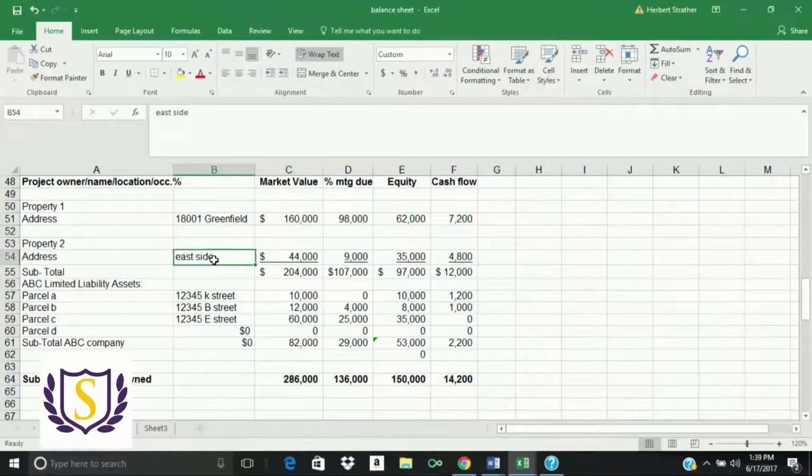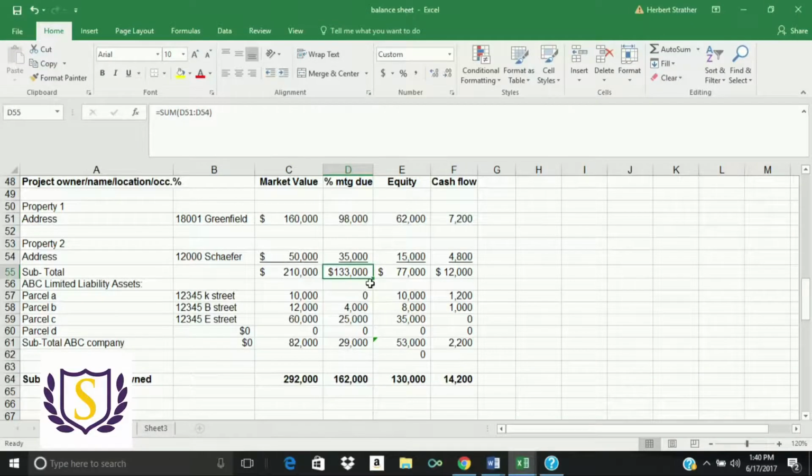So property 2, let's say, is on Schaefer. 12,000 Schaefer. I hope that's not an address. And then say the market value is 50,000. Say it's a duplex, and that you have a mortgage due on it of 35,000. You have equity 15, the cash flow is 48. And then you have these other assets. So the cash flow is 48, so we subtotal that. Now, if you own multiple assets in a limited liability company, then just type them in, the address, the market value, the mortgage due, the equity, the exact same thing. And I've used a few examples here already.